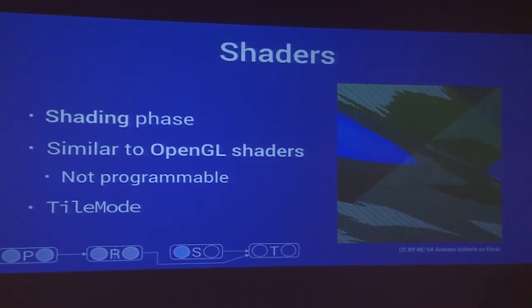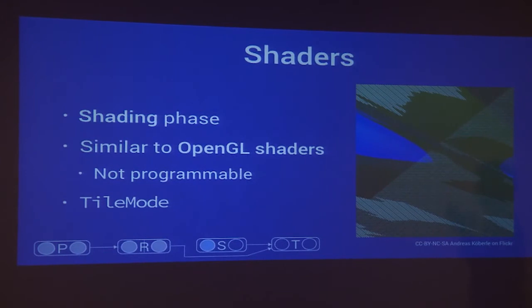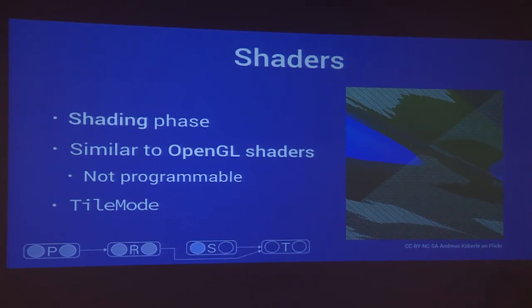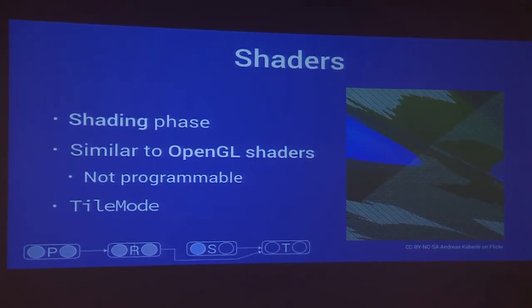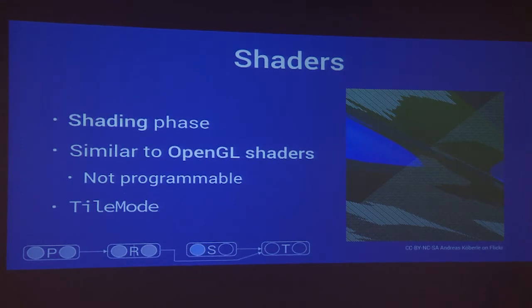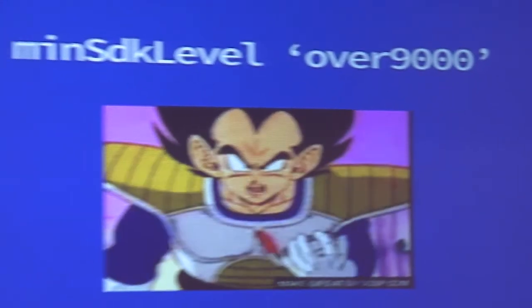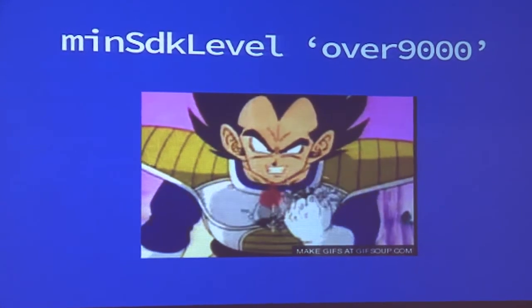Okay, so next step, we move to the shading phase. In the shading phase, you have shaders. They're similar conceptually to the OpenGL shaders, with the big difference that they're not programmable, meaning once you create a shader, you cannot touch it again. It's immutable. Maybe at some point, they will introduce mutable shaders, which theoretically already exist in Skia, but they're not available in Android. But as with all the things that get introduced in the Android framework, it means that we could probably use them at some point in the future. Some future, maybe. Okay, over 9,000.